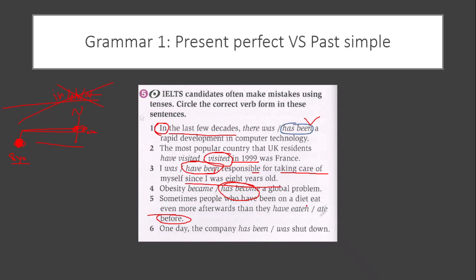I've been on a diet, but I'm talking about the event before I started my diet. So I talk about something in the past. Okay, one day. I think it refers to an exact time in the past. Of course, we use past tense. The company was shut down. All right.